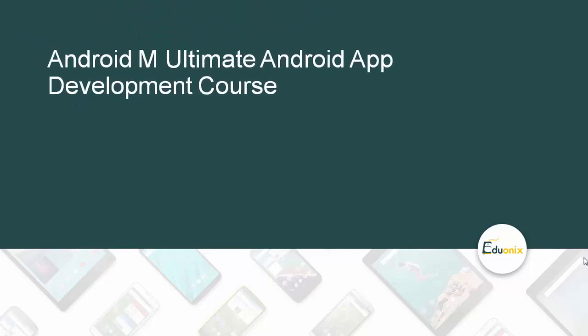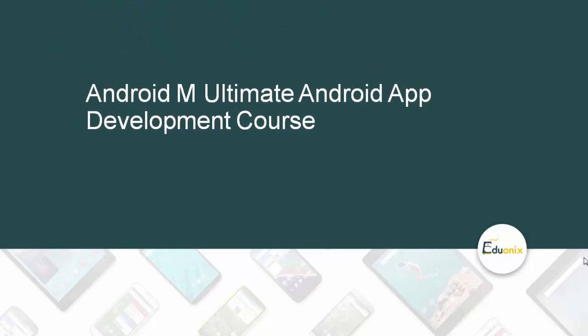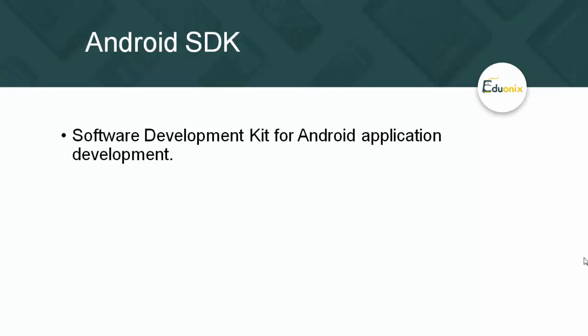Now that we have prepared and set up our development environment, we need to actually install the software we will use to develop apps for Android M. In this session, we will be discussing one of those tools, the Android Software Development Kit, also known as the Android SDK. The Android SDK is the software development kit for Android application development.